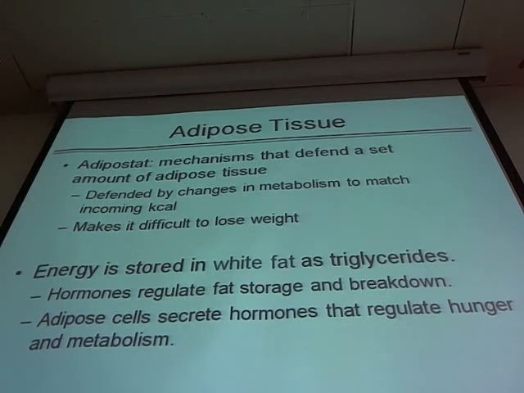Energy is stored as white fat, as triglycerides. Hormones regulate it. Hormones break it down. Adipose cells secrete them, and they regulate hunger and metabolism. Now, we also have your ghrelin enzyme, which is a new enzyme they discovered in the stomach. It's in your book. That is one that regulates your hunger pangs. That's one thing where having a vertical sleeve or a gastric bypass, they take out that part of the stomach that produces ghrelin.